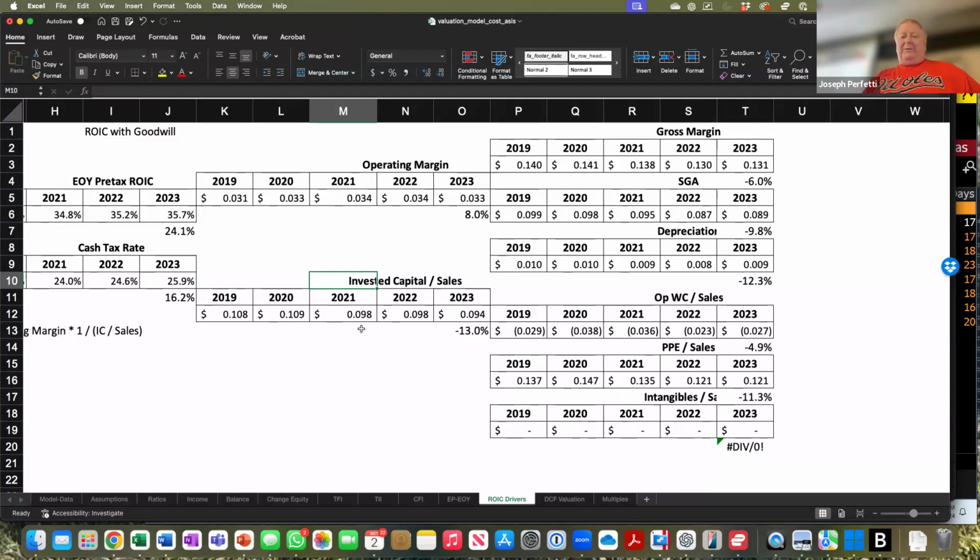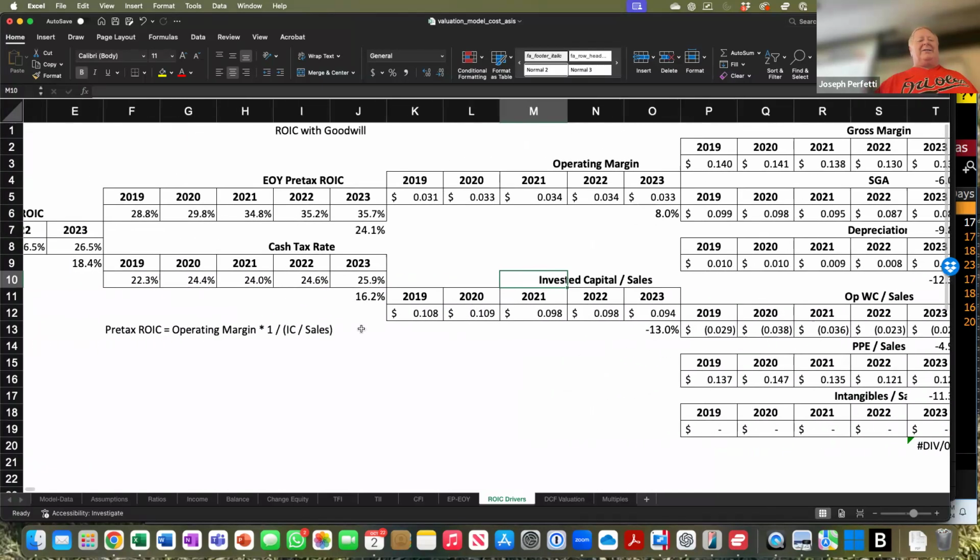PP&E to sales went from 13.7 to 12.1. That's favorable. They're spending less on the stores relative to the revenue that's coming out of them. So they got more productive by about 1.6 cents per dollar in PP&E. So if you really want to look at it, 1.6 cents per dollar of lower PP&E, and they don't really do acquisitions, no intangibles, drove invested capital to sales down from 10.8 to 9.4. That is the primary reason, along with a reduction in SG&A spending, which improved their operating margin from 3.1 to 3.3, which led to a pre-tax ROIC increase from 28.8 to 35.7.